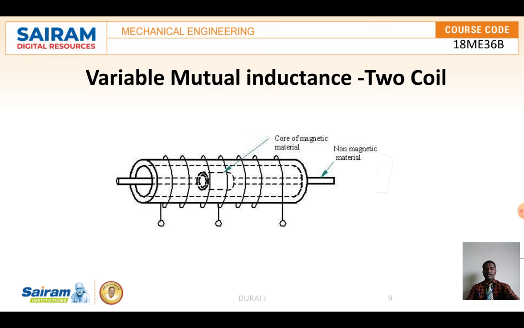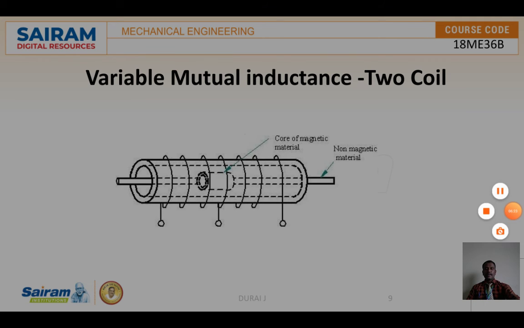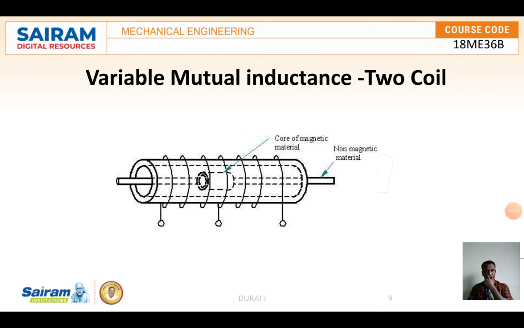Then comes mutual induction. In the variable mutual induction coil method, the flux from a power coil is coupled to a pickup coil which supplies the output. Then the input information in the form of armature displacement changes the coupling between the coils. The air gap between the core and armature governs the degree of coupling.